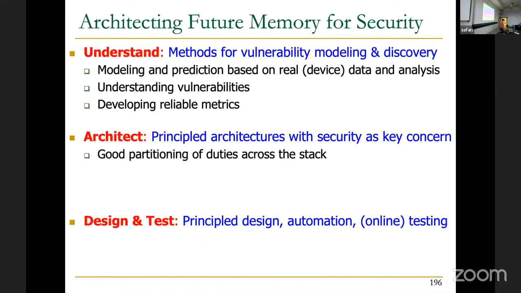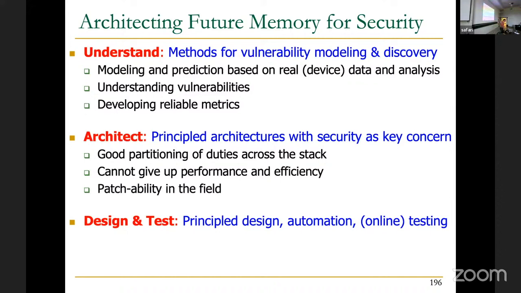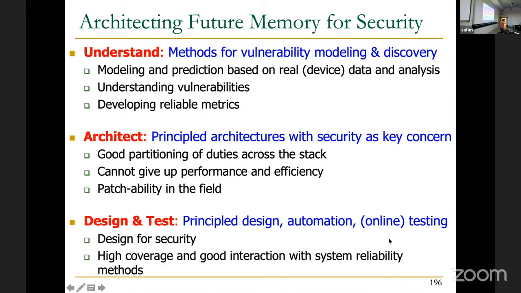And then the solutions need to be architected in a principled manner, in my opinion. There should be good partitioning of duties across the stack. You cannot give up performance and efficiency. There could be multiple solutions employed together, in my opinion. I don't think there's a single solution to RowHammer at this point. It needs to be multiple solutions employed together. But performance and efficiency are important. And I think going forward, patchability in the field is important also, because who knows what else we are going to see with technology scaling. And design and test are very important, because we need to design, automate the testing, and do online testing while the system is in the field.